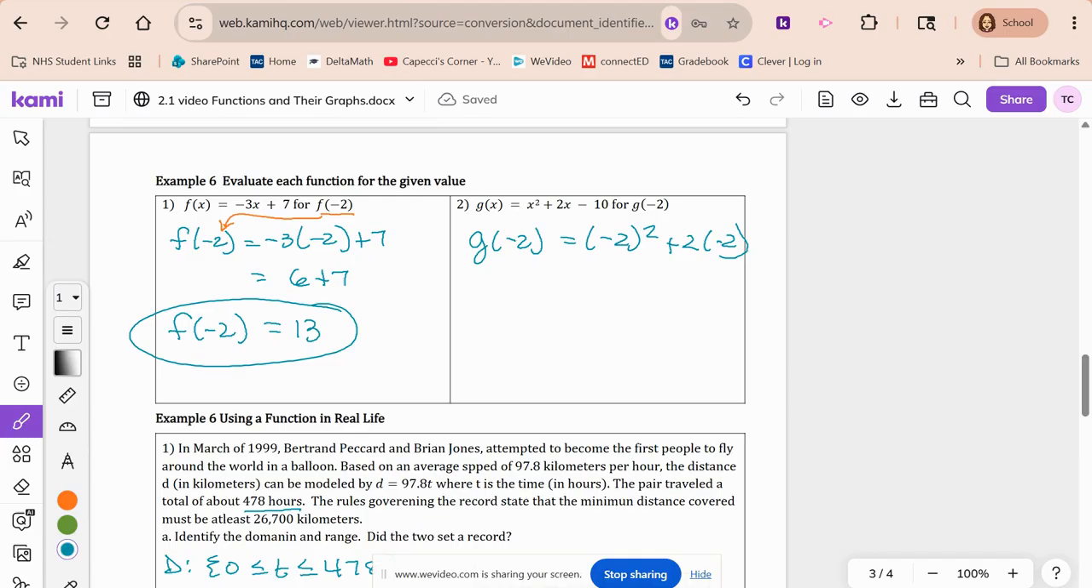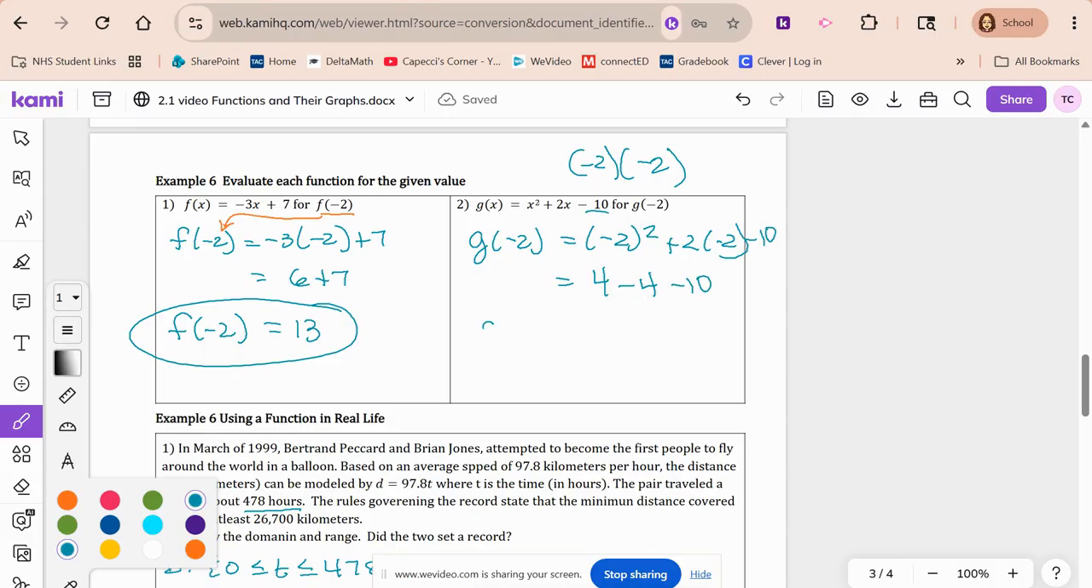We have g of x. So same idea. We're going to substitute it in. Remember, negative 2 squared is negative 2 times negative 2. So that's going to give us positive 4. So I have 4 minus 4, which is 0 so far. But again, I have to remember that negative 10 up here. So I'm going to get 4 minus 4 is 0. So my final answer there is g of negative 2 is equal to negative 10.